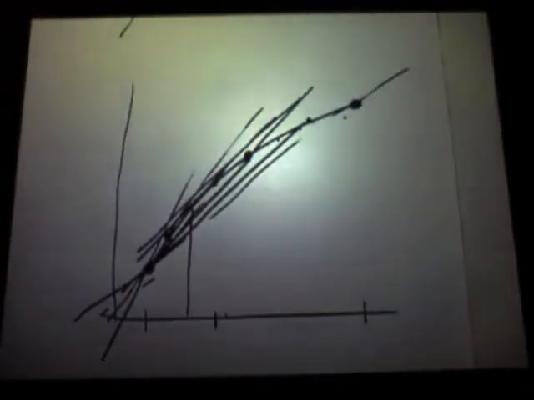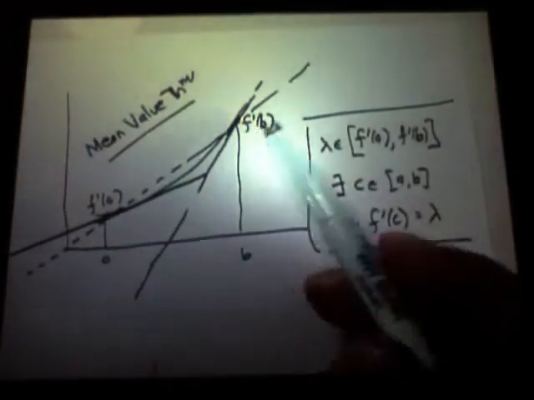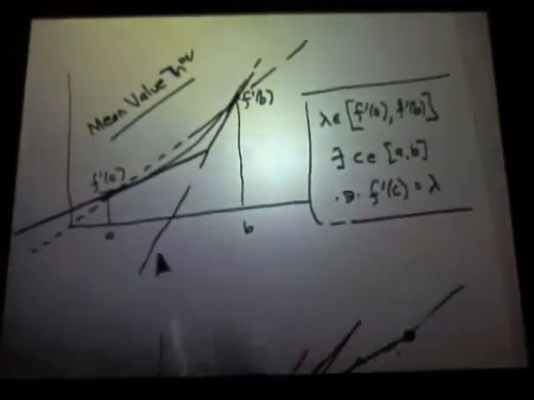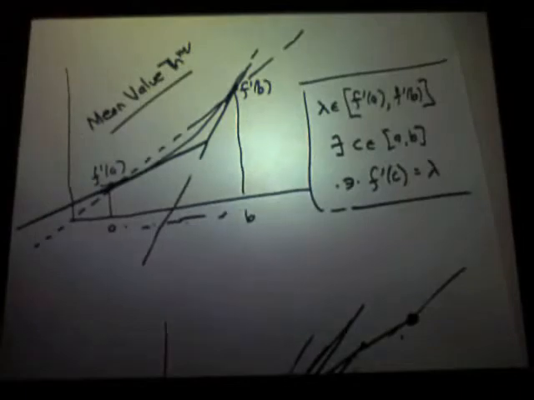Then you can ask yourself, well, what value gets left out? When you do this little two-step process here, the answer is none. You can go all the way from F prime of A to F prime of B and cover every value by picking somebody in between A and B. But that's the thing. That's the biggest thing.